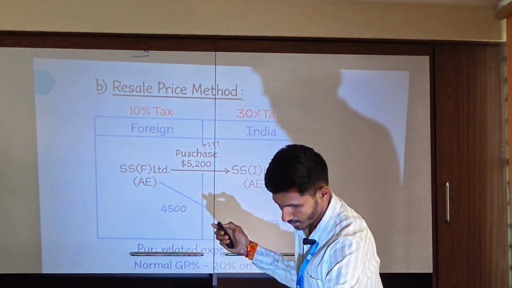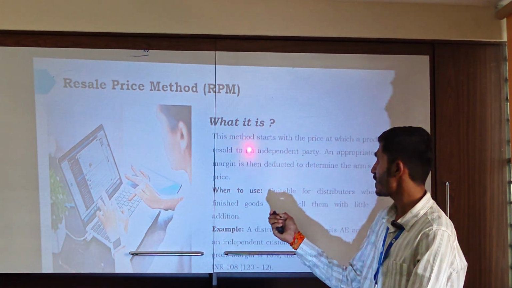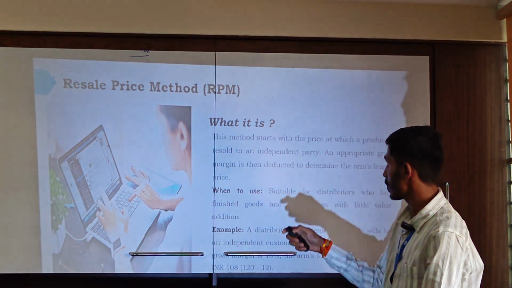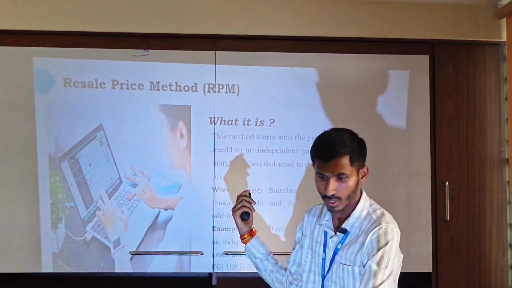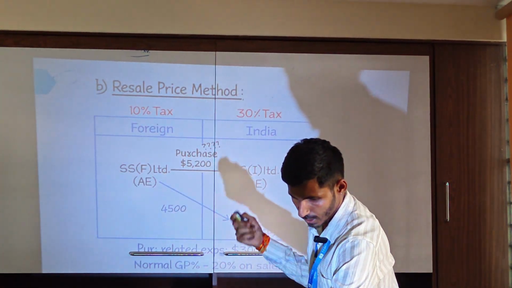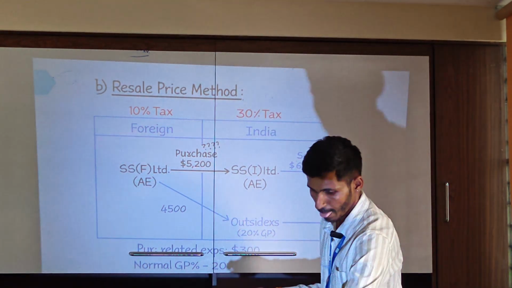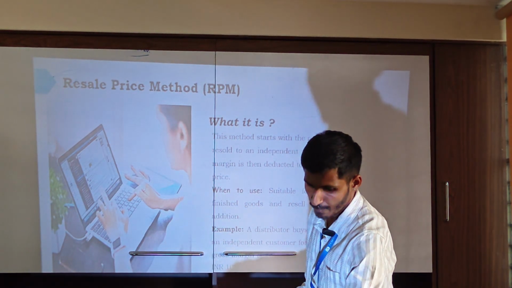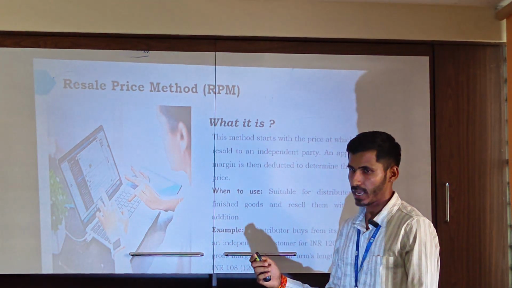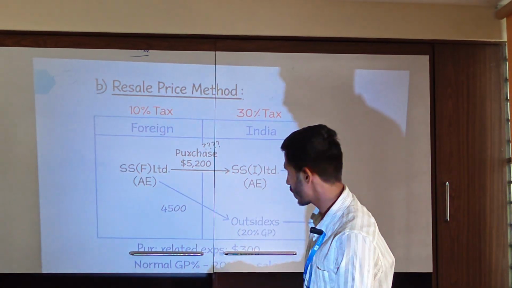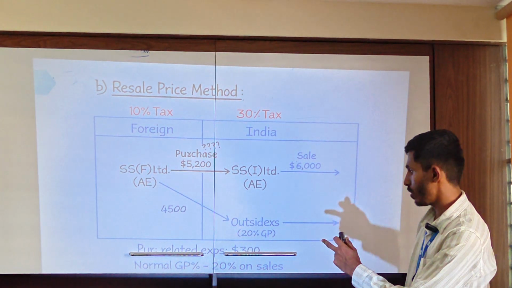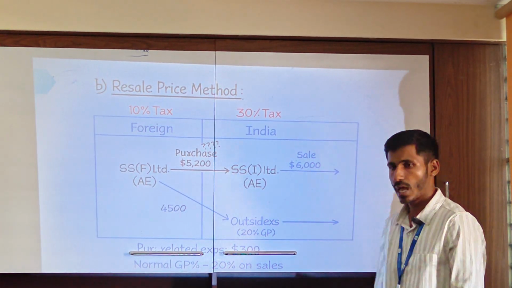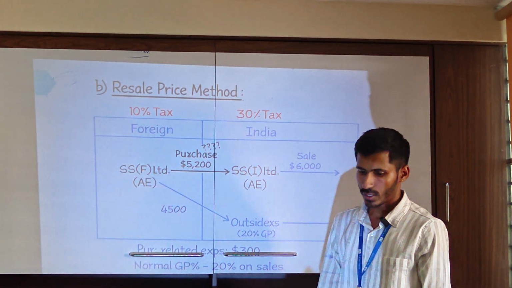Now looking back to the definition, this method starts with the price at which the product is resold to an independent entity, that is $6,000 here, and the appropriate gross profit is deducted to arrive at the arm's length price. So the appropriate gross profit is 20%, and we have also deducted purchase related expense and any adjustment required.